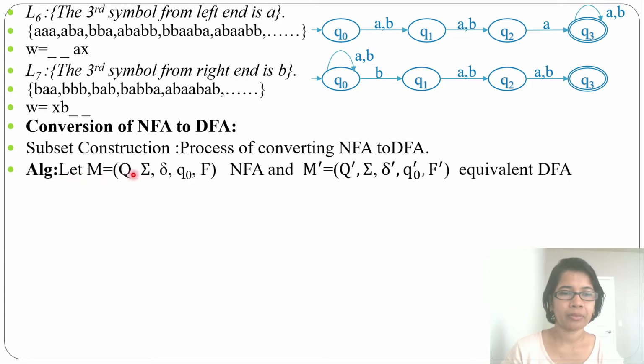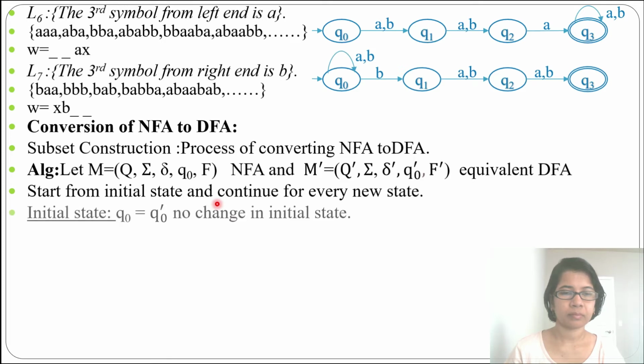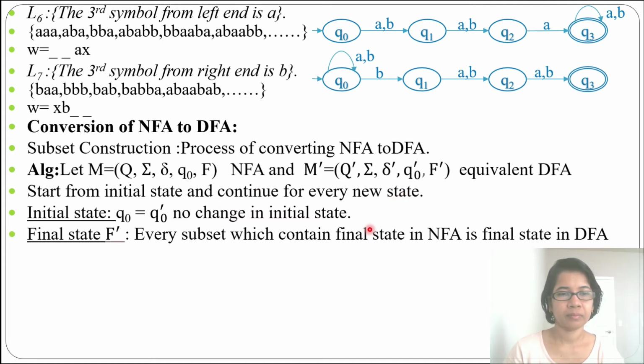Let M equal to Q, that is states, sigma, that is the alphabet, delta, that is the transition, Q0, F, be an NFA, and M dash, that is Q dash, sigma, delta dash, Q0 dash, F dash, is the equivalent DFA. We'll convert this NFA to a DFA. We'll start from the initial state Q0 and continue for every new state. In the initial state there will be no change, so Q0 will be Q0 dash. For final states, every subset which contains a final state in the NFA is a final state in the DFA.